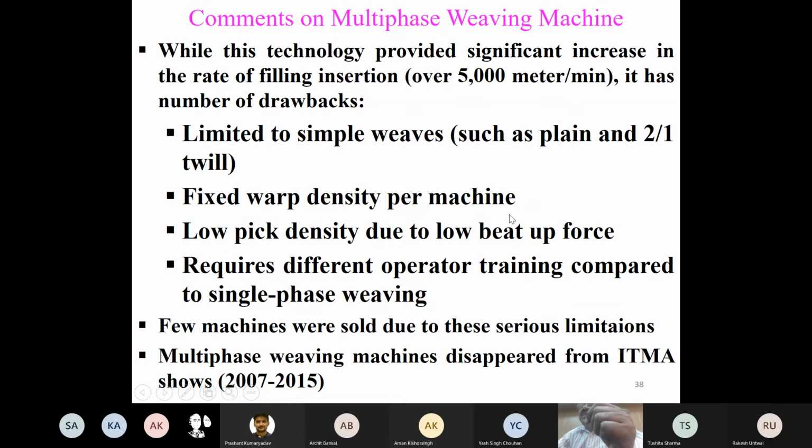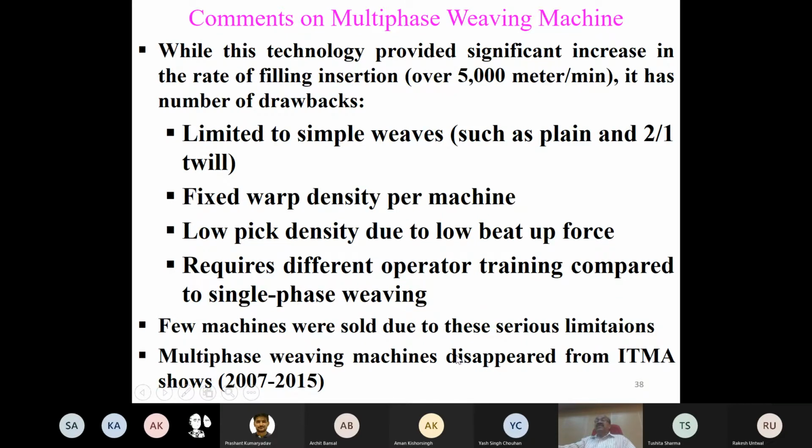Fixed warp density per machine. Low peak density due to low bit of force. This point I have already explained you. It requires different operating training compared to single phase weaving. The weaver who will run this machine needs expertise, needs a lot of training. It's not that easy to run this machine.